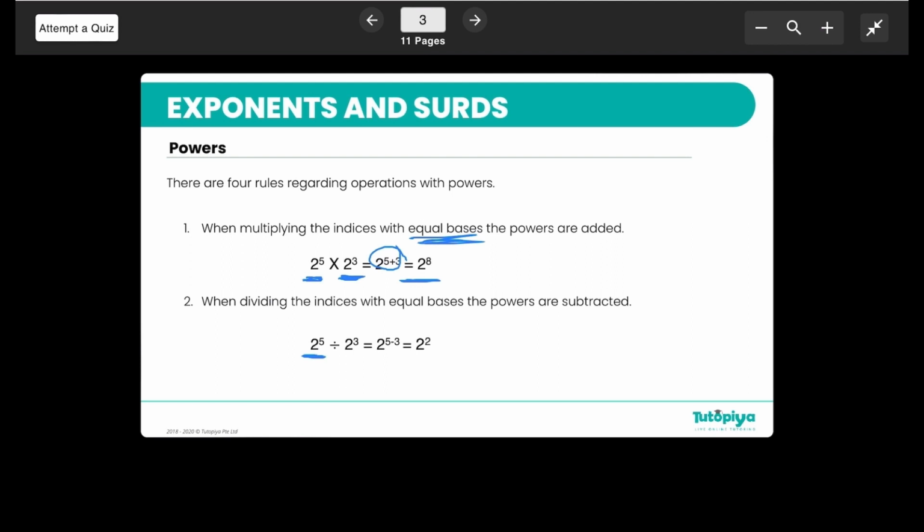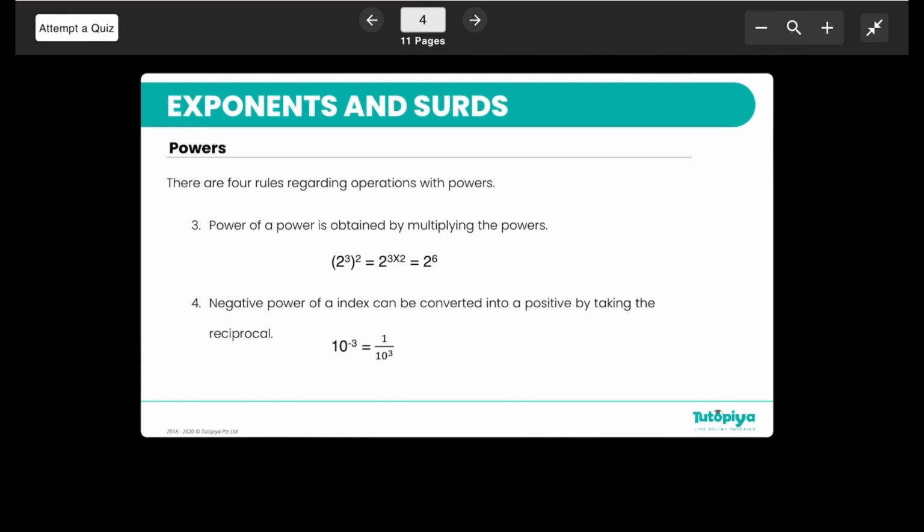Same way, 2 to the power of 5 divided by 2 to the power of 3 means that you can subtract the powers and simplify it to 2 squared, which is then the answer when you're dividing. So when you're multiplying, you have to add the powers, and when you're dividing, you have to subtract the powers. If we move on, the next rule is power of a power. For example, if you want to work out 2 to the power of 3, all squared, that's simply multiplying the two powers. So 3 times 2, so 2 to the power of 6.